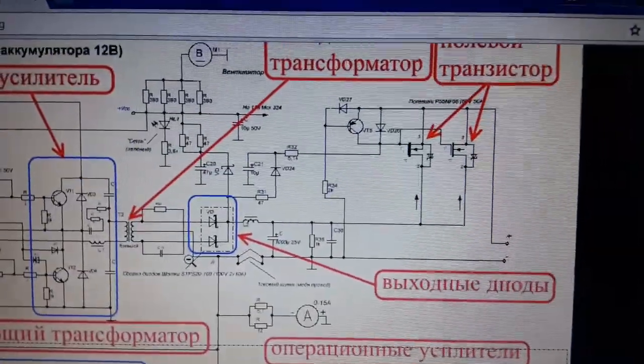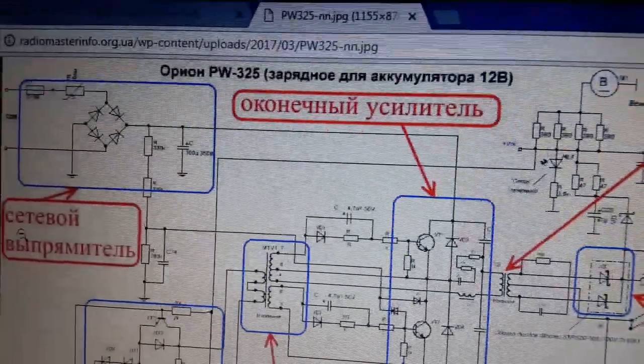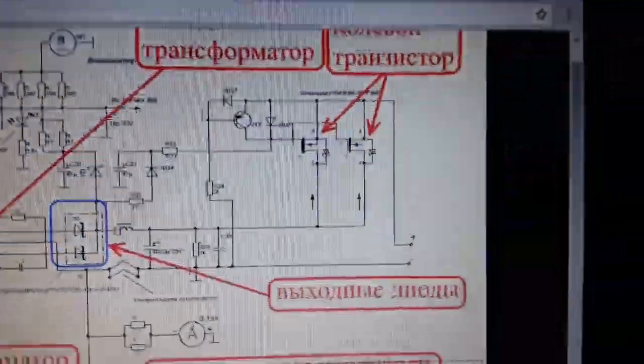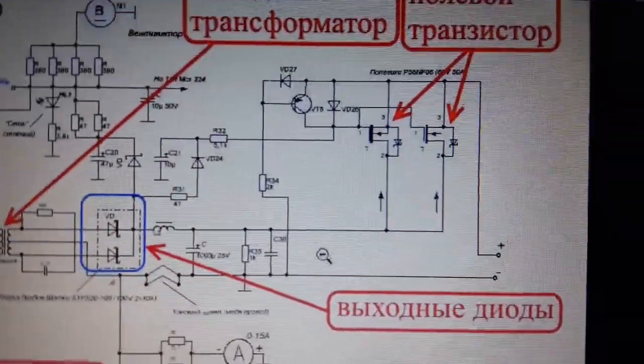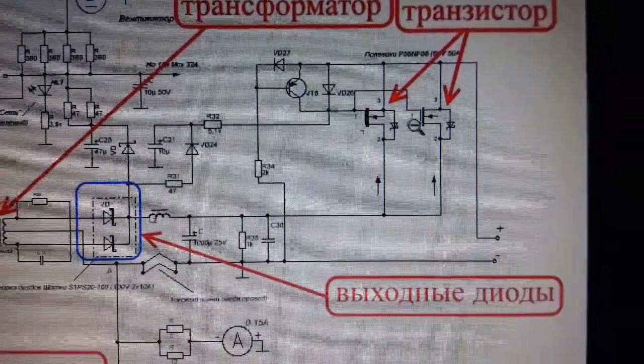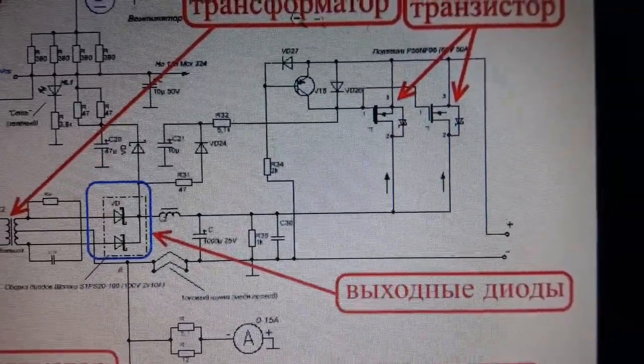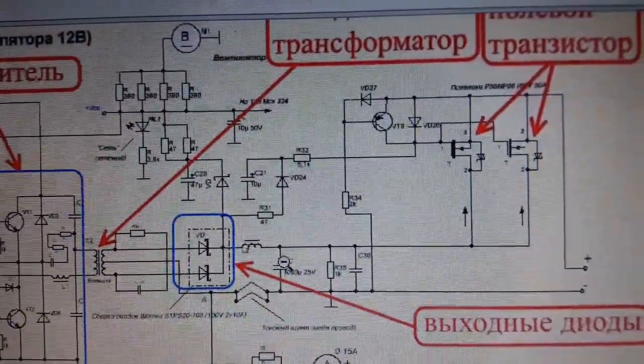Alright, people, I actually found the schematic for it. It's a bit different, it's for PW325, but the part which we are interested in is the same. Well, this model uses two MOSFETs, not three, but as you can see, it is the same as I drew it. Not much different at all.